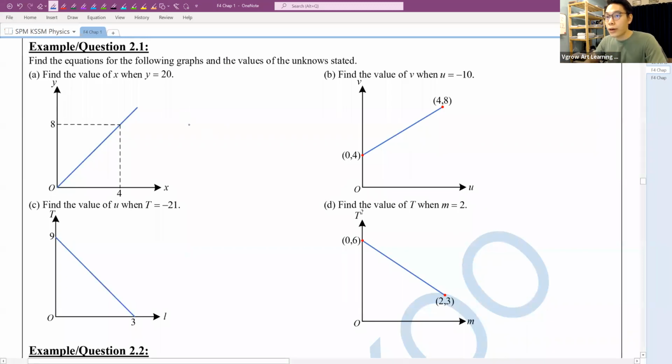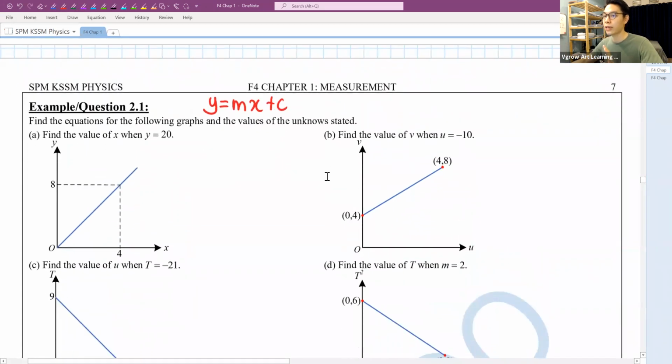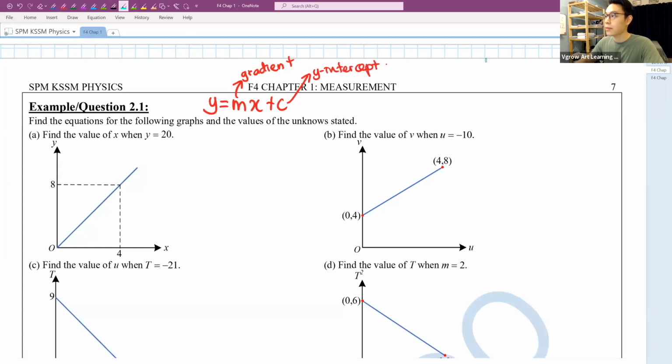Okay, so to find the equation, last week we briefly talked about it, and in Form 3 you also learned about it before. We're going to use the equation of a straight line, which is y equals mx plus c. Don't worry, this one is not difficult. The meaning of m is the gradient. The meaning of c is the y-intercept. We're on page 7, by the way.